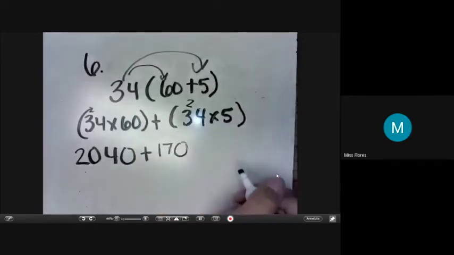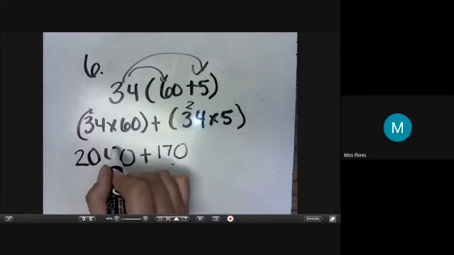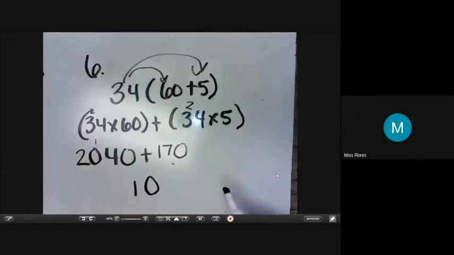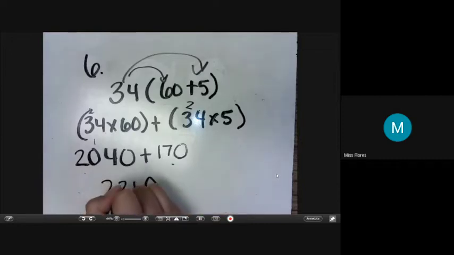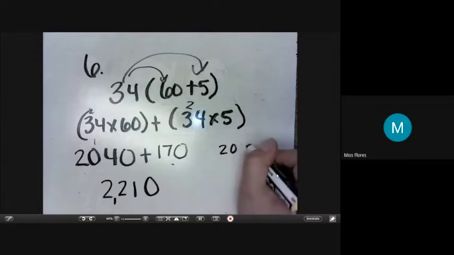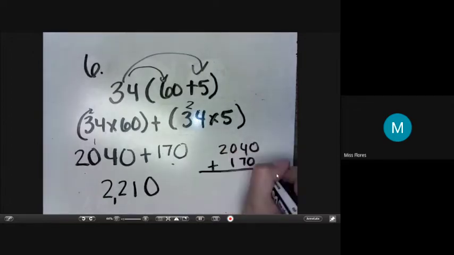So then we add them together. 0 plus 0 is 0. 7 plus 4, 8, 9, 10, 11. Carry over the 1. 1 plus 1 is 2. We get 2,210. If you need to rewrite it over here off to the side so that you line it up, go ahead and do that. All right, number 7.